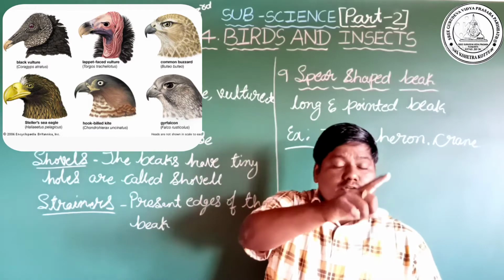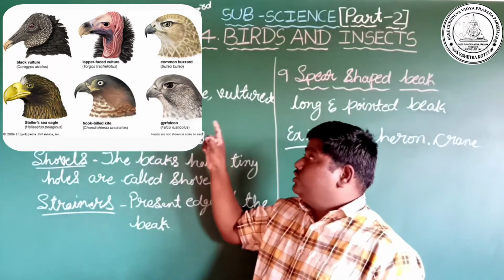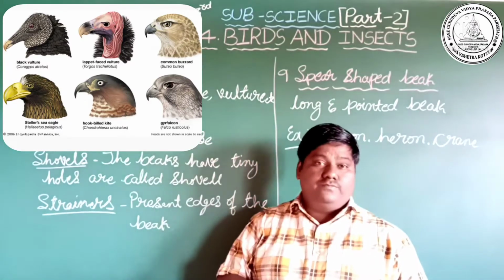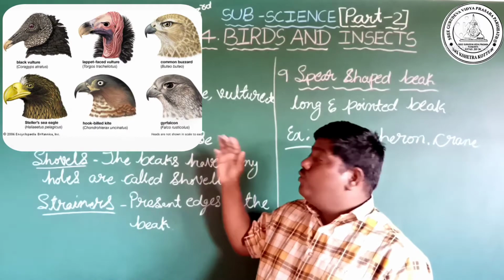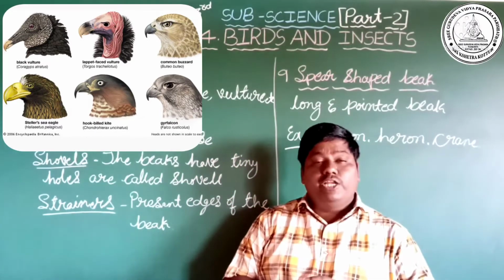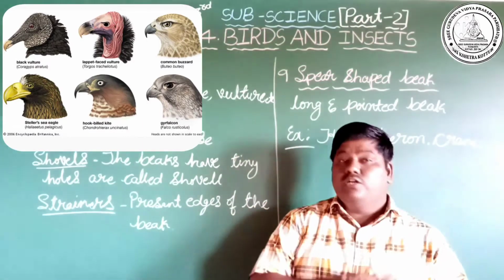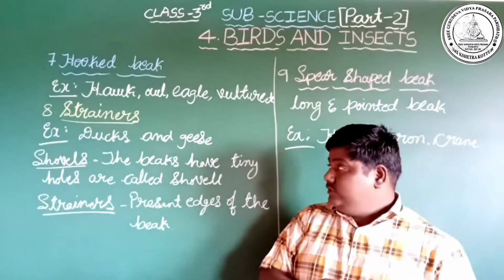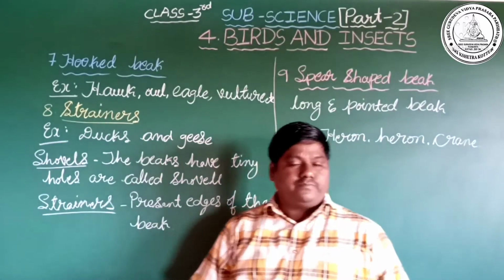They tear the skin of the animals with the help of their strong beak. Okay, so dear children, all of you observe the hooked beak in the picture. They are very strong. Already you saw in geographic channels. Okay, next we are going to learn about the strainers.